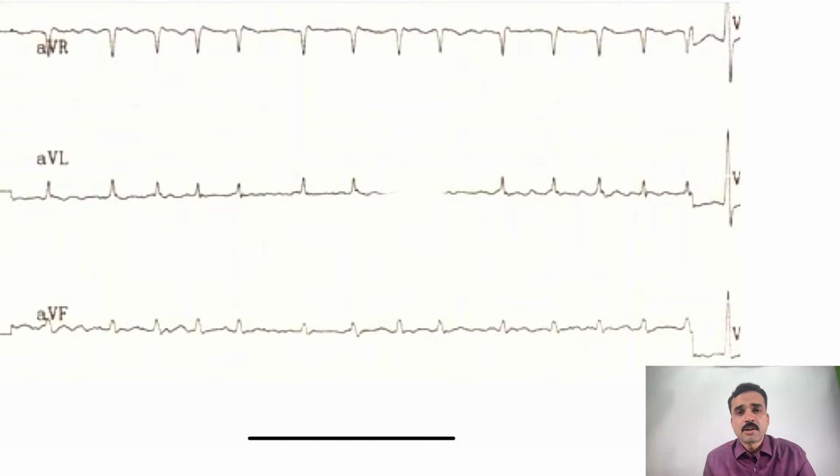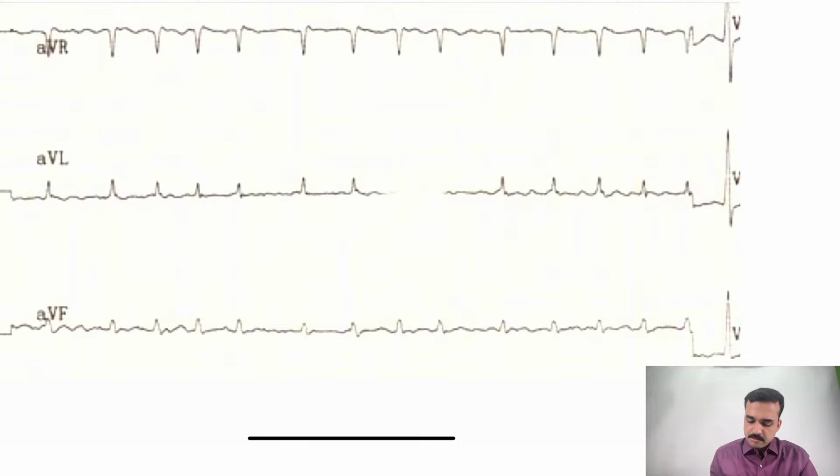Is the complex wide or narrow? It's narrow. Correct? So narrow complex tachycardia, no doubt. How's the rhythm? Regular or irregular? It is yet again irregular. So you don't see that the RR intervals are constant. There are some which are wider, some which are narrow. So this kind of variable rhythm means irregular rhythm with narrow complex tachycardia.